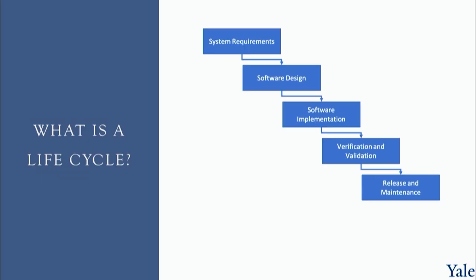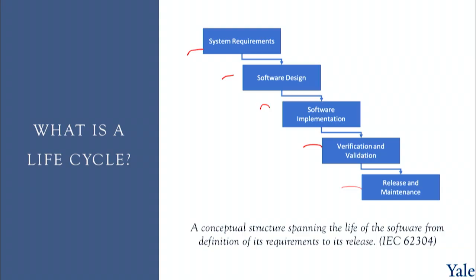So what is a life cycle? A life cycle is a collection of steps. So you can see this waterfall model. We'll come back to this in a couple of slides. We have system requirements, software design, software implementation, verification and validation, release and maintenance. So the standard defines this as a conceptual structure spanning the life of the software from the definition of its requirements to its release. So this is IEC 62304.